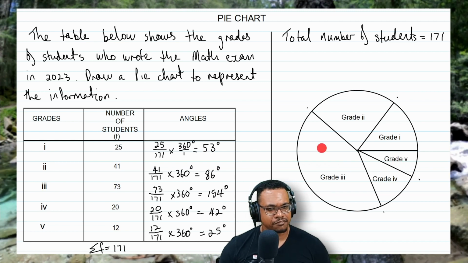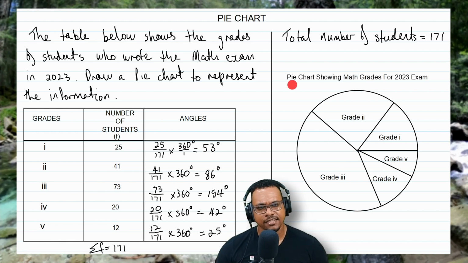Now, if you want, after you finish, you can erase these little dots, because of course you're going to draw this in pencil. So I'm just going to remove the dots. So there you have it, your pie chart. The categories are labeled. What you need is a title. So I have my title here, pie chart showing math grades for the 2023 exam. So you always need a title for any chart that you draw in statistics.